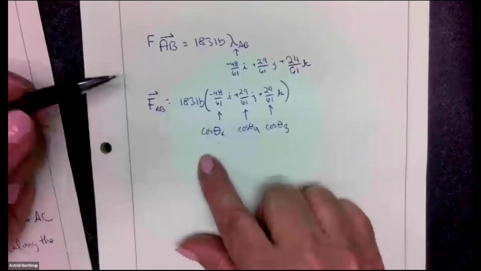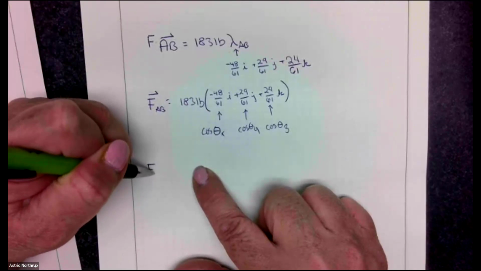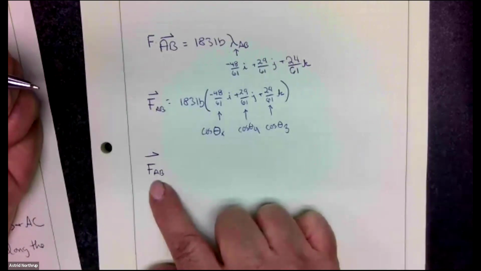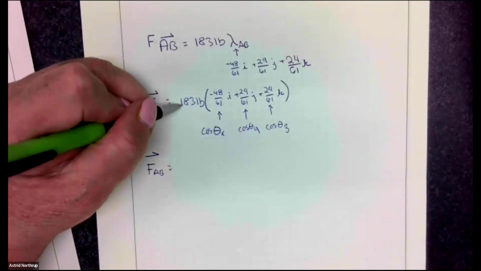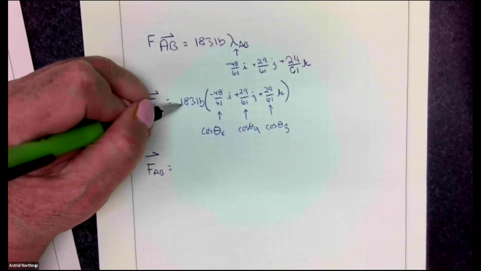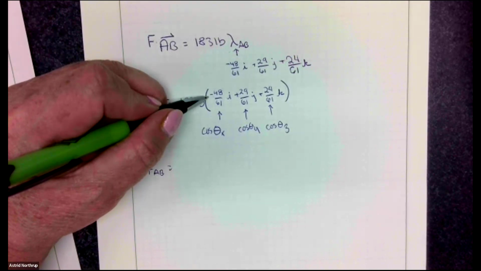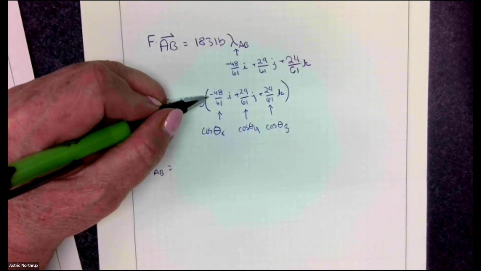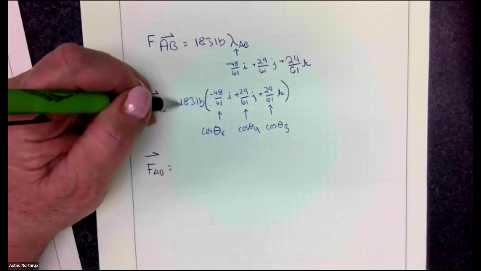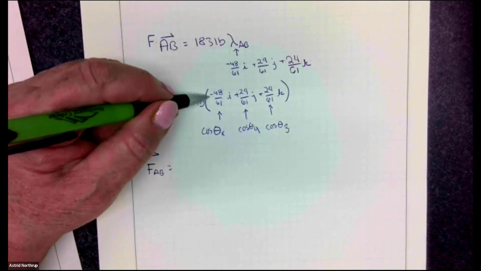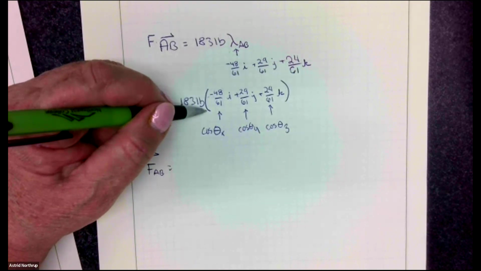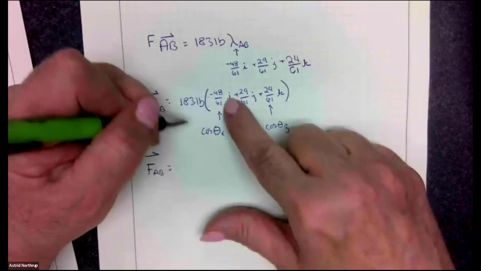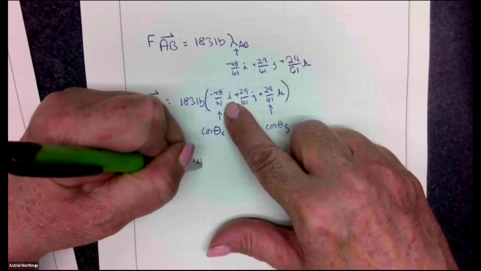All right, so what that means is, if I did want to multiply everything through, I could write that force vector as being this times this in the x direction. So that would give me 183 times negative 48 divided by 61. I'll do it again. 183 times negative 48 divided by 61. And that is an even negative 144 I.